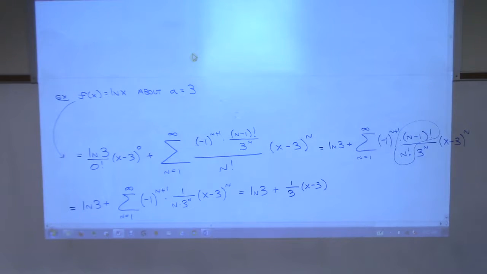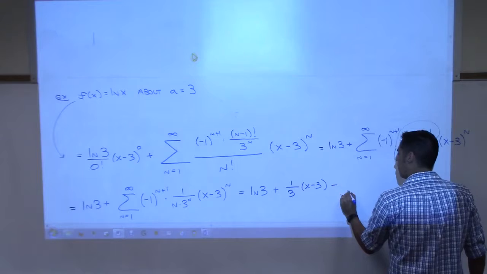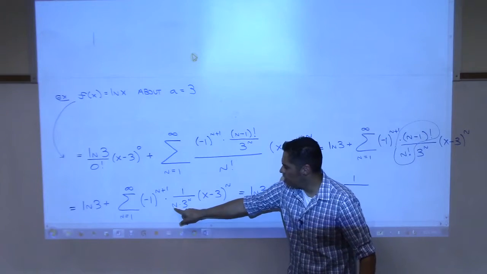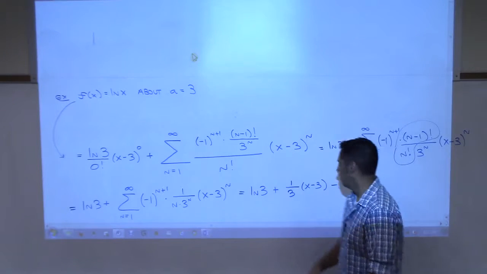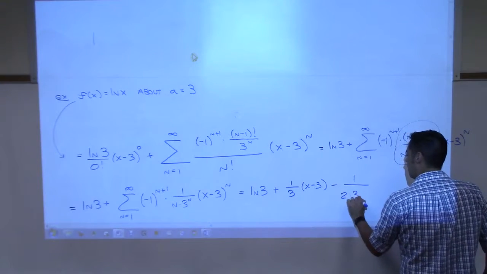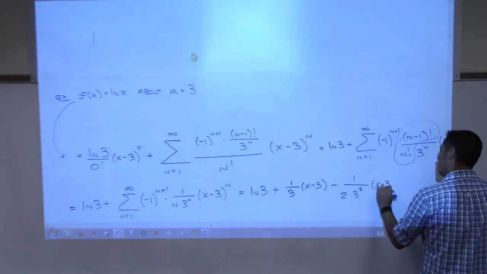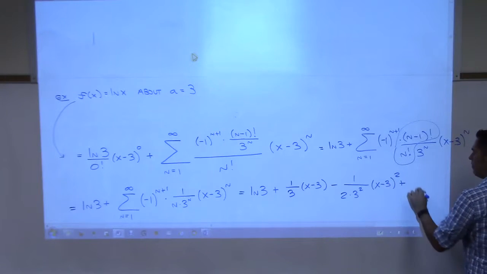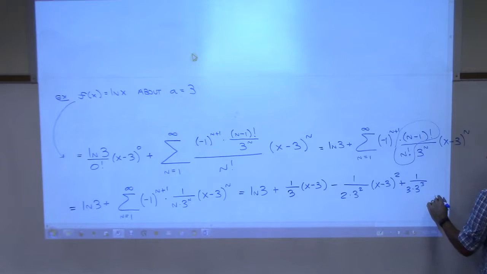Then plug in the next one. Minus this time. 1 over, so you're plugging in 2 here, right? So 2 times 3 squared, and then x minus 3 squared. Plus this time, 1 over 3 times 3 to the 3, x minus 3 cubed, plus so on and so forth.